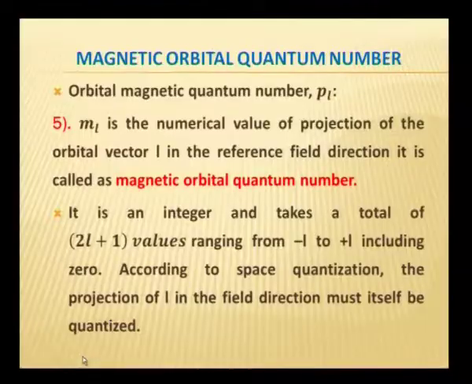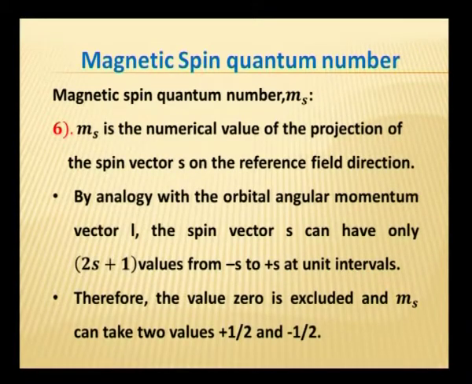Therefore, in the presence of a magnetic field, you will come across additional quantum numbers such as ml, the magnetic orbital quantum number, which will have 2l plus 1 values ranging from minus l to plus l, obviously including 0. ml is called the magnetic orbital quantum number. Similarly, you will have the magnetic spin quantum number ms, which, similar to ml, will have 2s plus 1 values from minus s to plus s. So there are only 2 possible values that ms can take if s is equal to half.